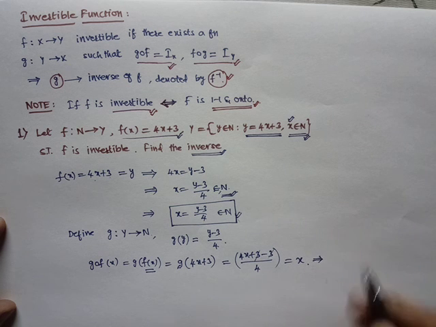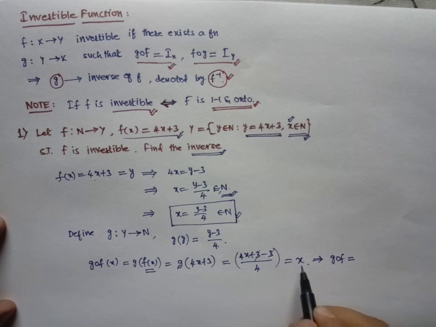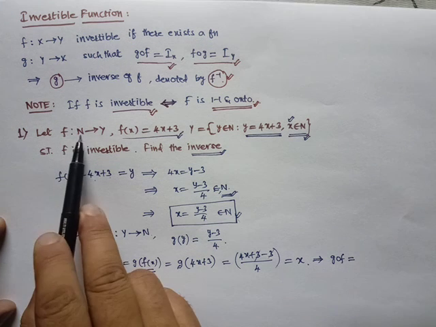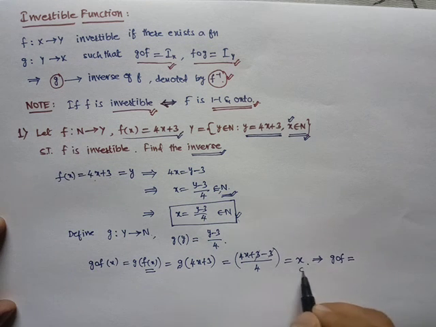So g circle f is the identity, where these x values are coming from. f is defined over n, so that's why these values are taken from natural numbers.